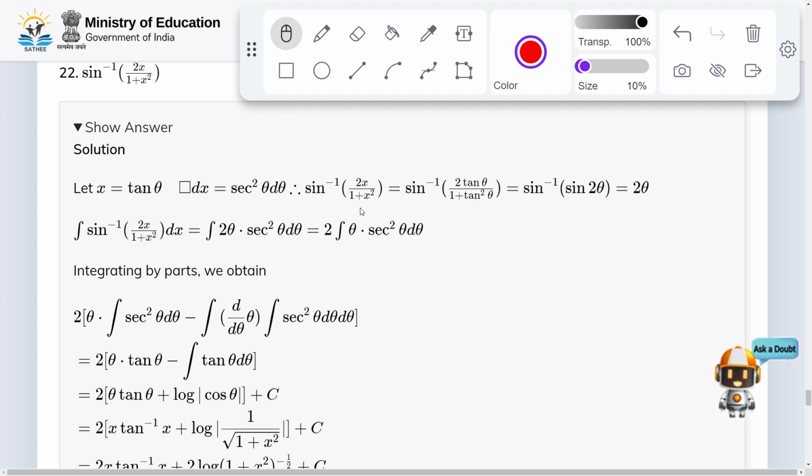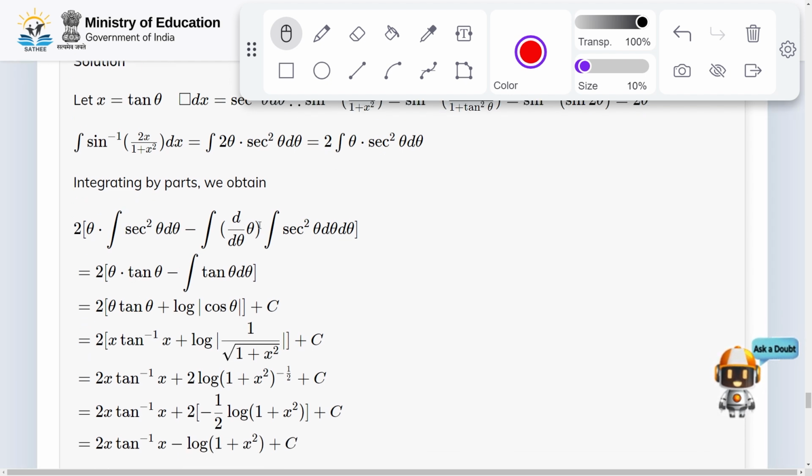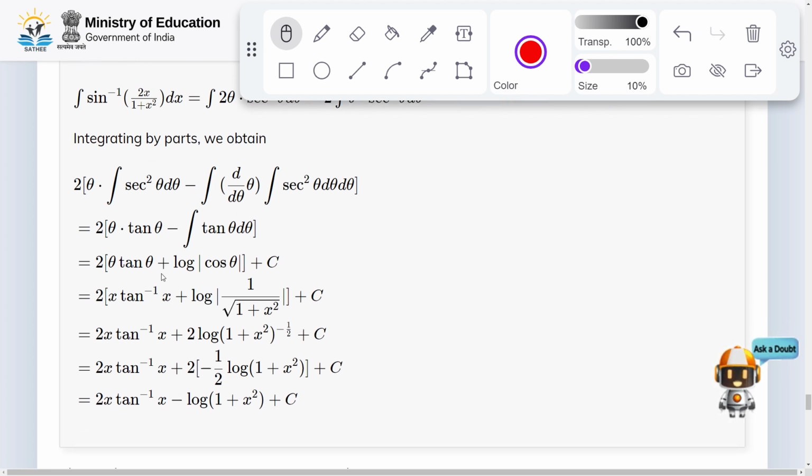Now we are able to use integration by parts. The first function will be theta. The integration of the second function, sec square theta, will be tan theta, the differentiation of the first function will be 1, and you know that the integration of tan theta directly. So your answer will be 2 times of theta tan theta plus log modulus of cos theta plus some constant term.